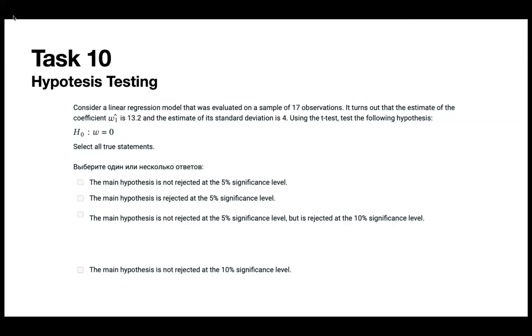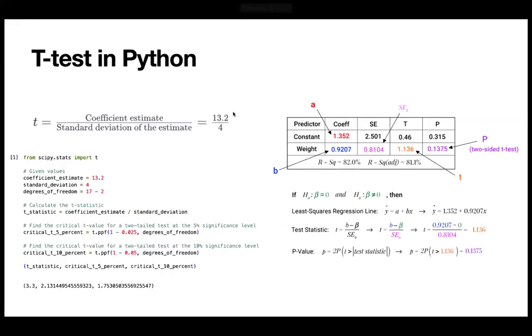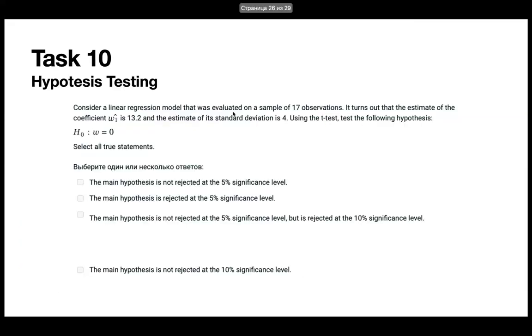Well, you would have to divide the estimated coefficient by the standard error, which is, as far as I remember, the standard deviation divided by the number of observations. Yes. Okay. So let's start from the beginning. So we got some hypotheses that we want to check.